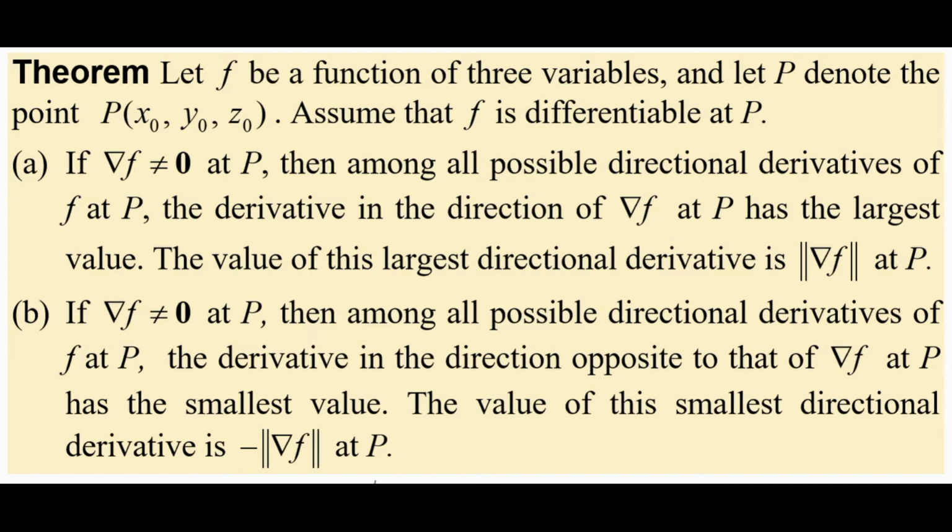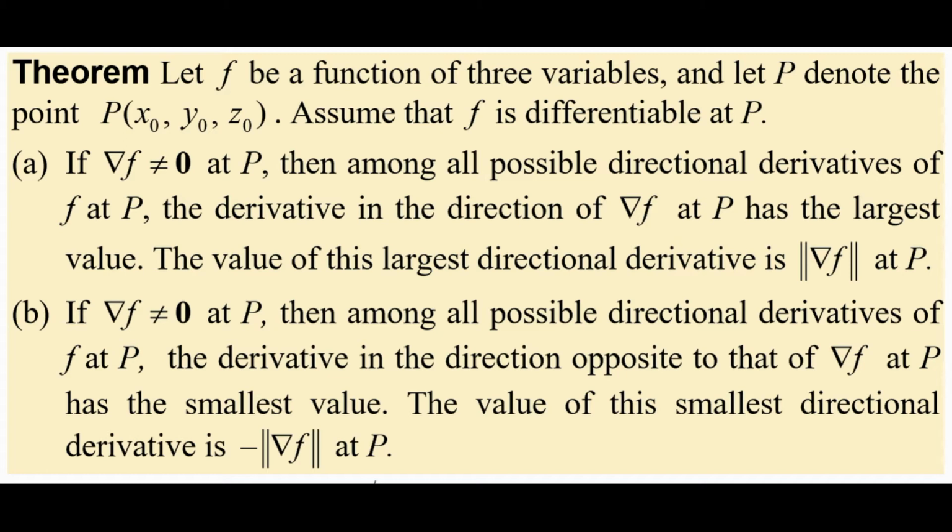Let f be a function of three variables and let p denote the point with the coordinates triple x0, y0, z0. Assume that f is differentiable at p. If gradient of f is not a zero vector at the point p, then among all possible directional derivatives of f at p, the derivative in the direction of grad f at p has the largest value. The value of this largest directional derivative is the magnitude of the vector grad f at p.